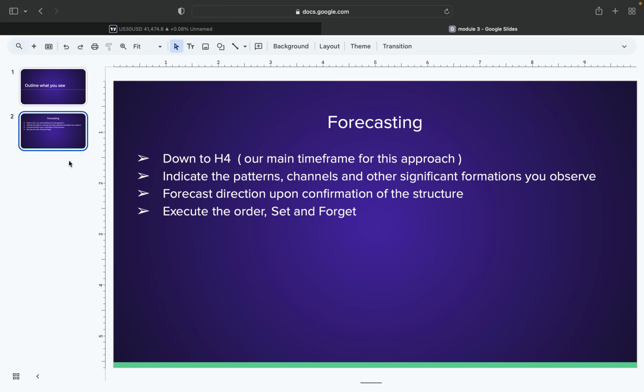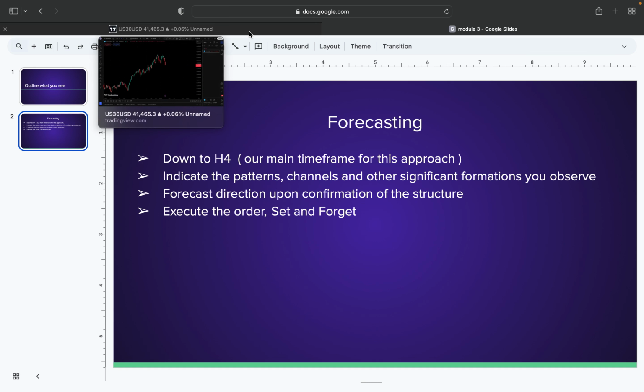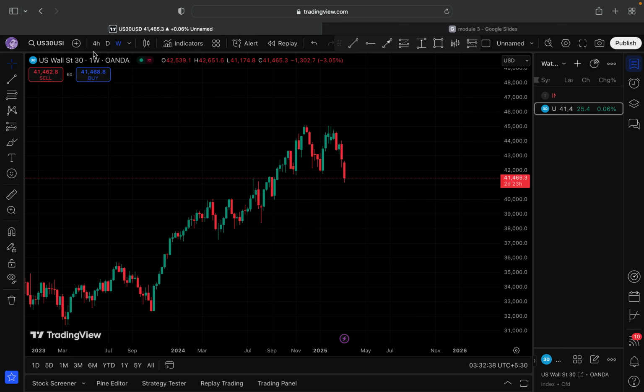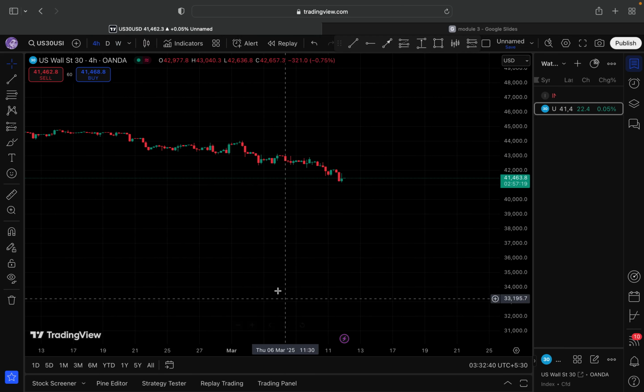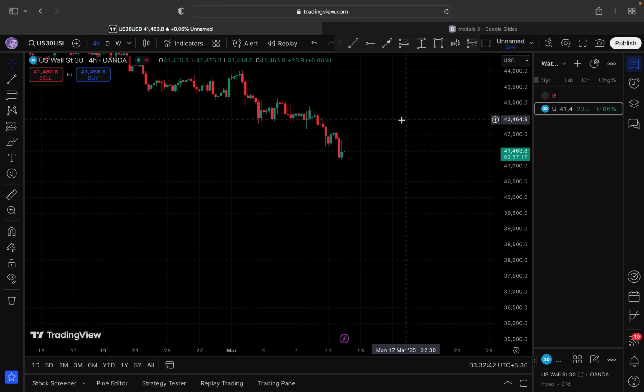So let's quickly move over to the chart so we can move to the H4 time frame, because we have done the daily, the overall channeling and all, and now we are moving over to our least time frame, which is H4. Now this is our main time frame for this trading approach, because it has good structures. Now let's go over to the H4 time frame. Here we are, guys.